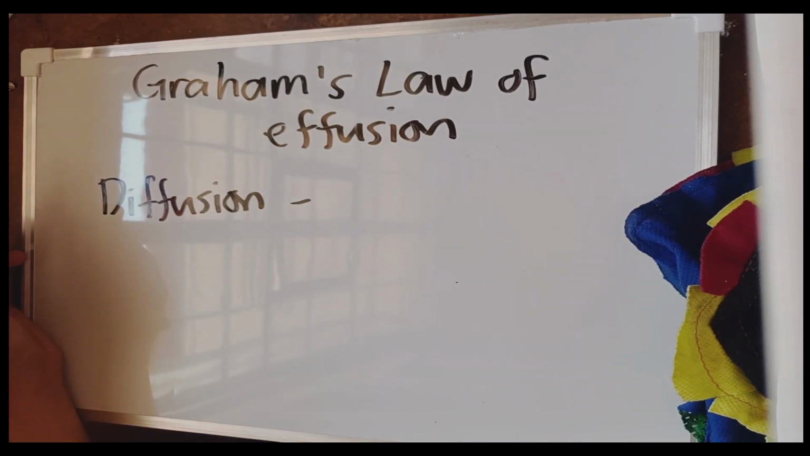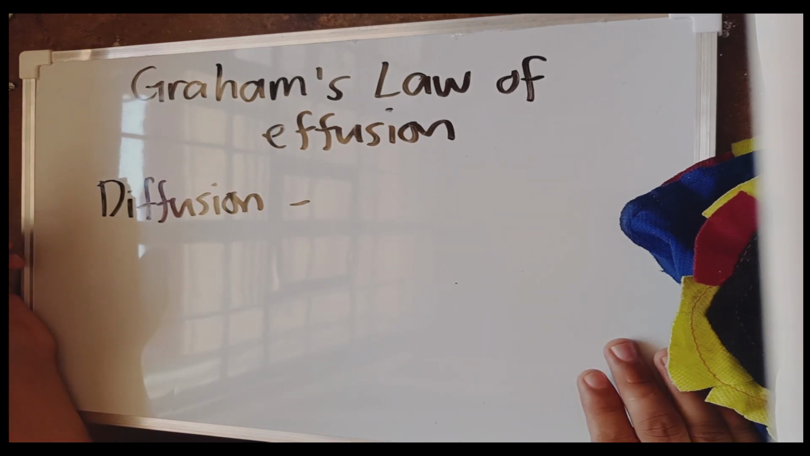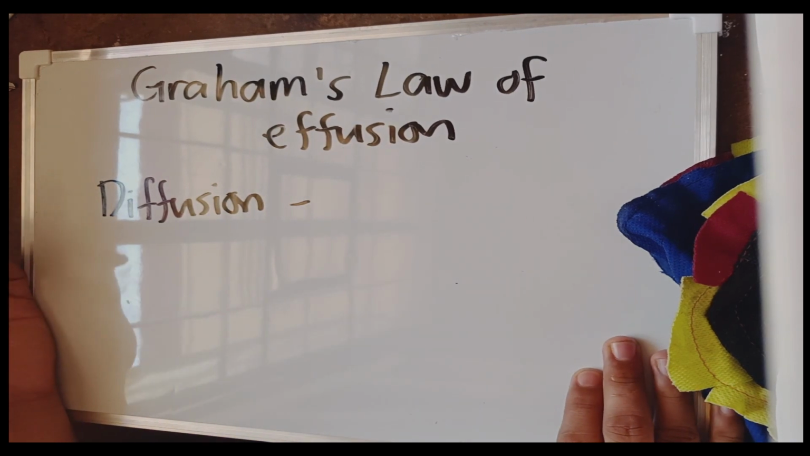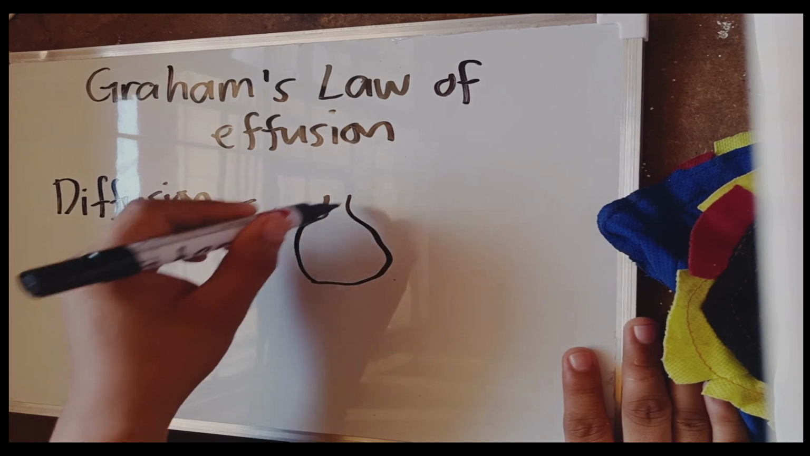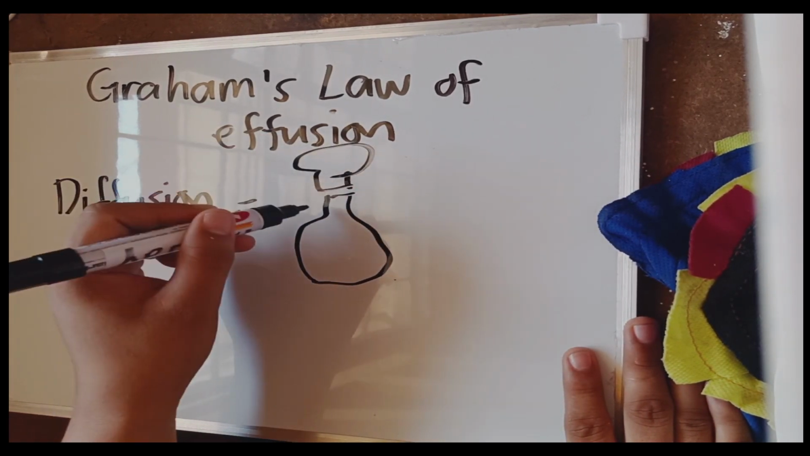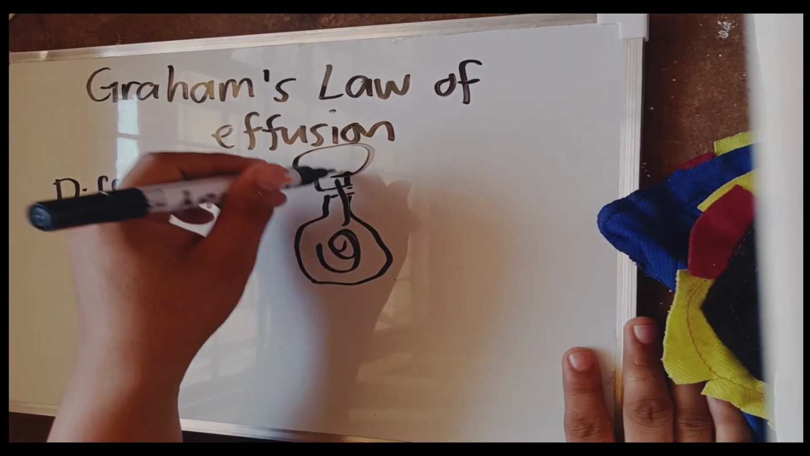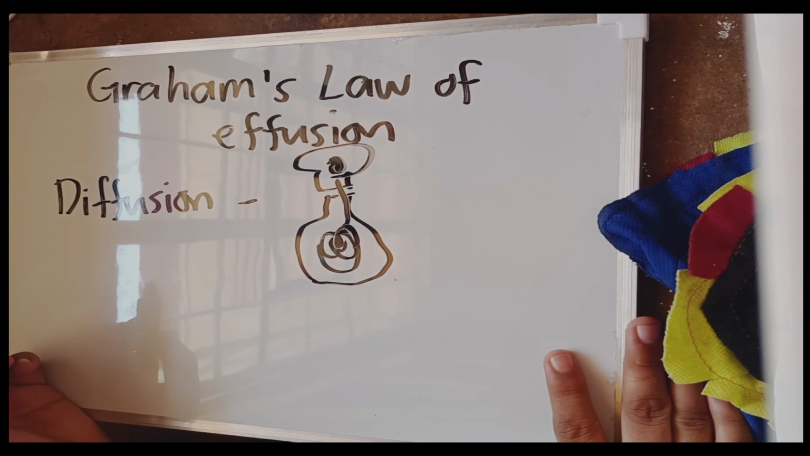Diffusion is the ability of two or more gases to mix spontaneously until they form a uniform mixture. For example, you have a certain gas in this container and you mix it with the other container here. When they mix together uniformly, that is called diffusion. That is the word diffusion.